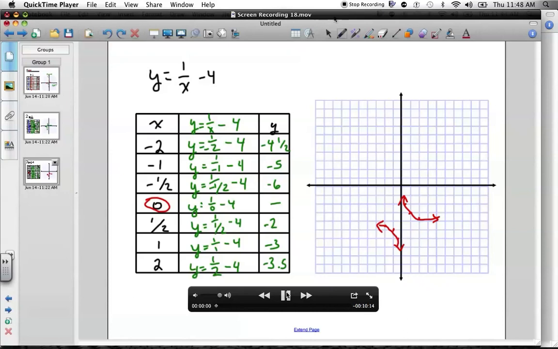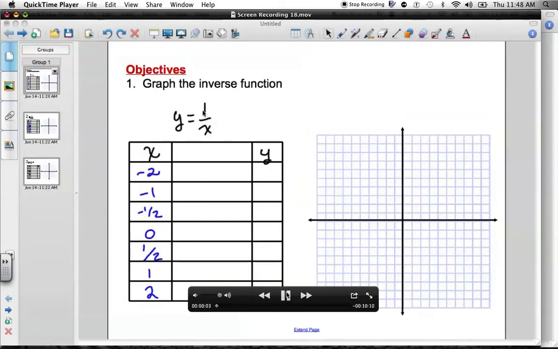Hello students, this is Mr. Anderson and this video is on graphing the inverse function. We will be using an input-output table to get a set of ordered pairs, and from this set of ordered pairs we will be able to find the graph.